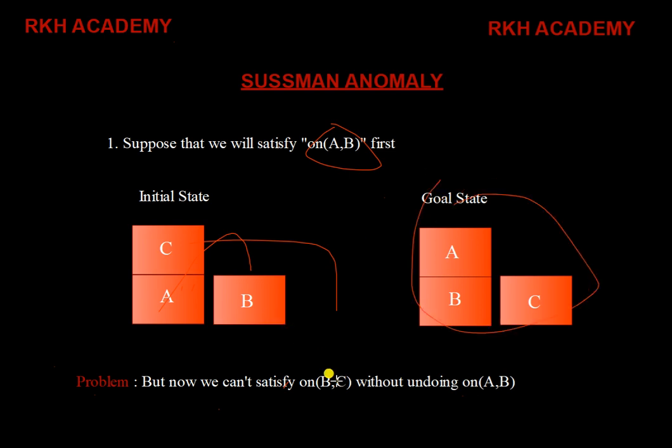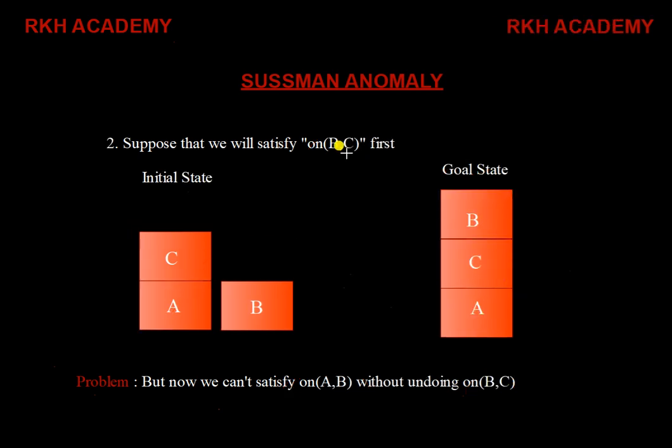Now if we try to satisfy B on C, then we cannot do it because currently we have A block on B block. So to satisfy the B on C sub goal, we need to undo the A on B sub goal.